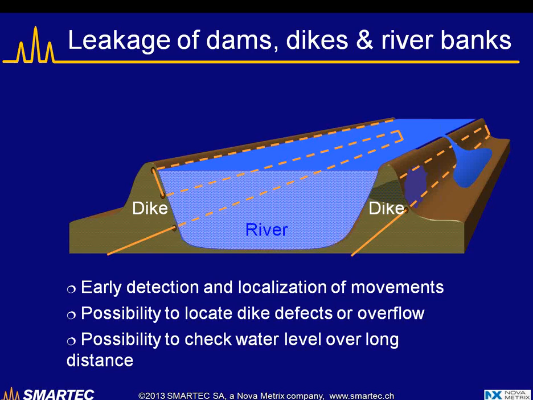If we now look at the case of dikes and river banks, in this case we can combine temperature measurements and strain measurement to detect different conditions, including water overflow, leakages, settlements, and other movements in the dam. So again, by locating the cable at the appropriate location, we can identify and localize these issues well before they become dangerous or problematic.